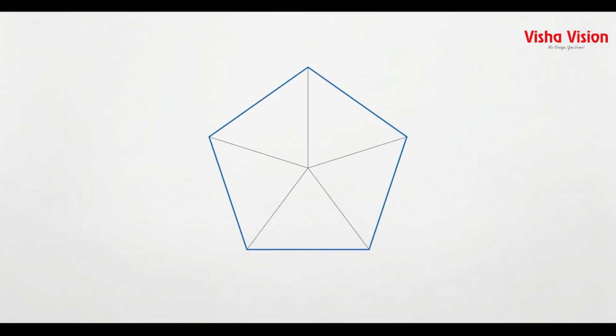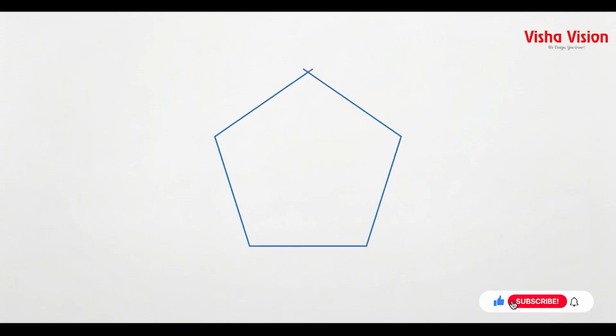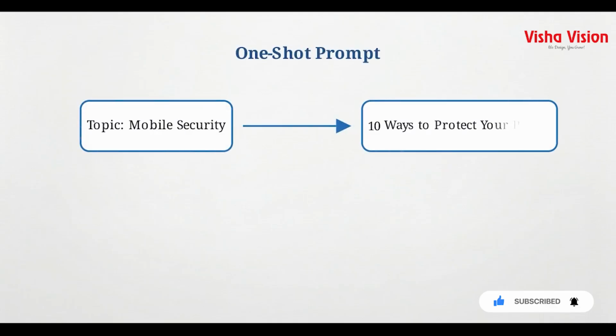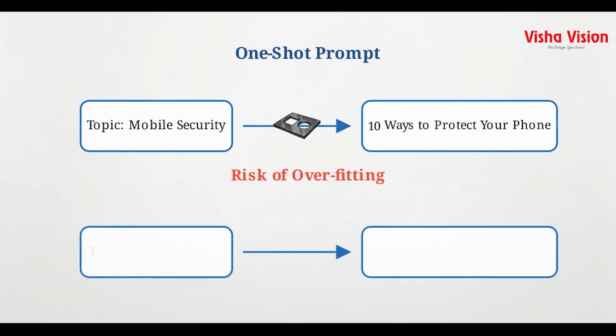We evaluate our examples against 5 principles: representativeness, diversity, quality, consistency, and relevance. Notice the consistency node flashing. If your input-output formatting isn't identical across every example, the AI will fail to recognize the pattern. One-shot prompting uses exactly one example, serving as a quick structural template. But this carries a risk of overfitting.